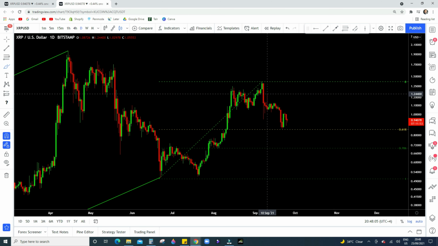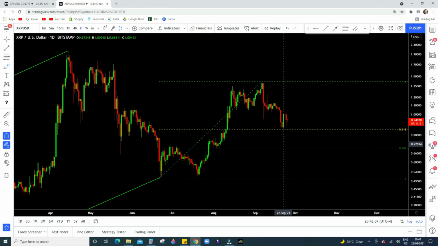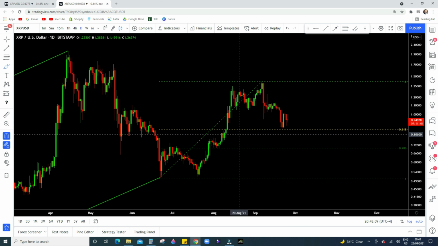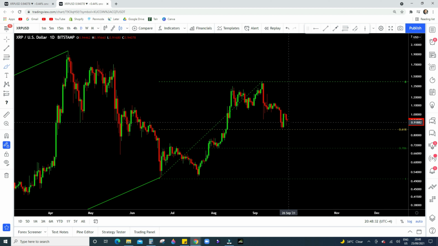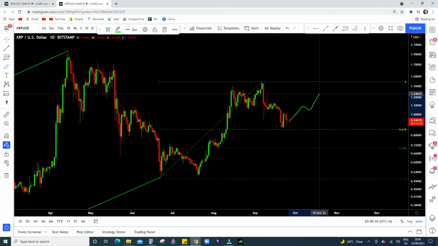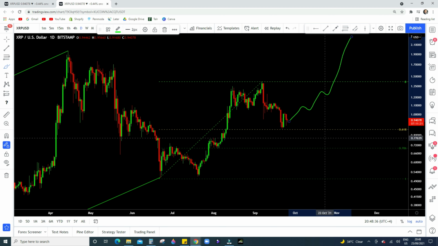So that's a possibility. But as long as the price is above the 0.618 Fibonacci level, we can consider this as the initial support. And at a certain point over here, we'll start seeing the price going higher and higher and higher till it starts making the next impulse.